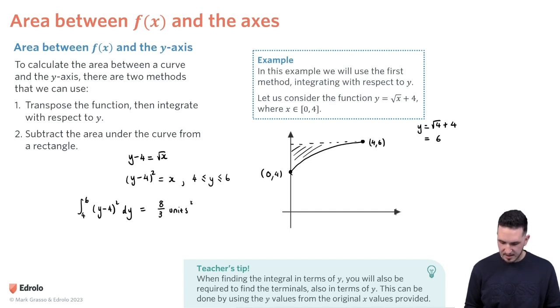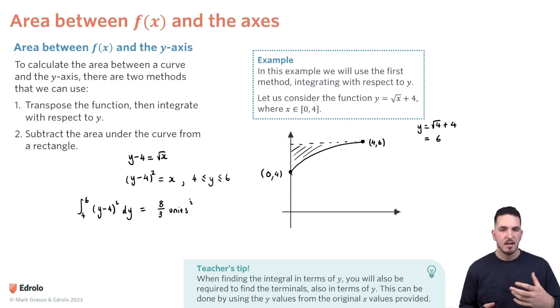And I've just put this into the CAS. You could also do this by hand. You could expand out or use the particular property. But in this case, I've just done it on the CAS to get us 8 on 3 units squared. So again, when finding the integral in terms of y, you'll also be required to find the terminals in terms of y. So this can be done by using the y values from the original x values that you provided. In this instance, we'll provide it with the x values from 0 to 4. So I found those endpoints, and then I referred to the y values as our bounds for the integral. So in this case, from 4 to 6.